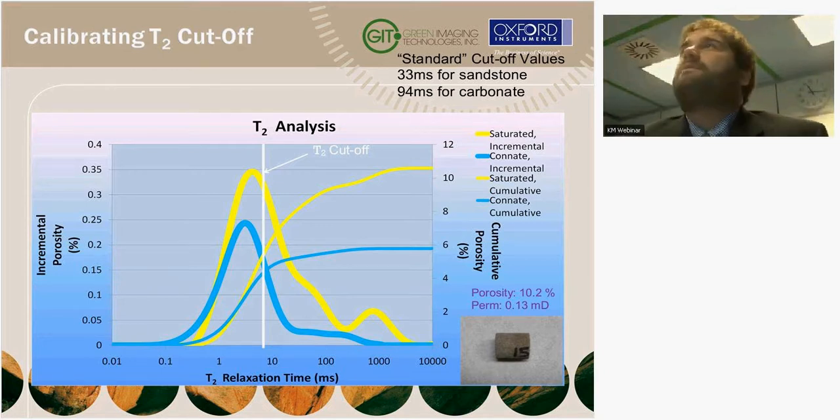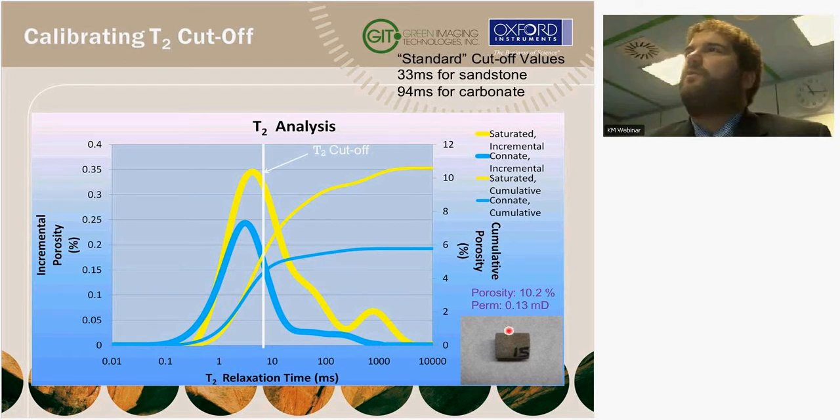So, calibrate the logs. How do we calibrate these values in the laboratory? Well, we do this quite simply with a couple of different T2 measurements. We'll take the rock and fully saturate it with brine, and do a T2 measurement, and we'll get something like the yellow line. This yellow line is the pore size distribution because it has only one fluid and it's fully saturated.